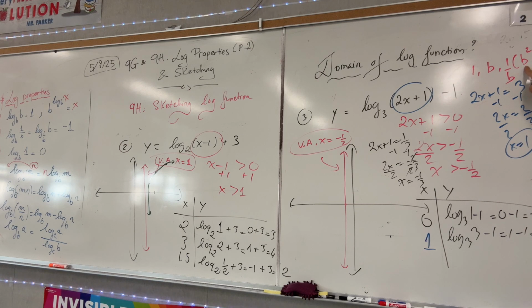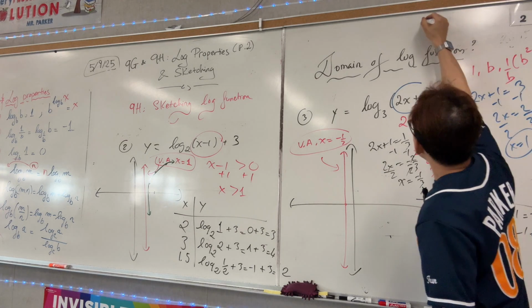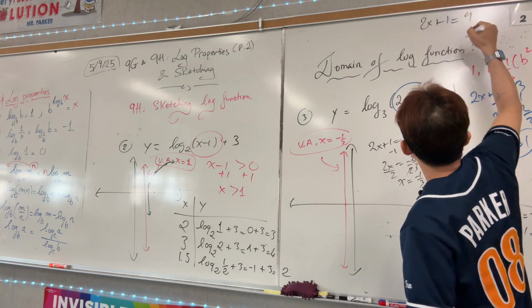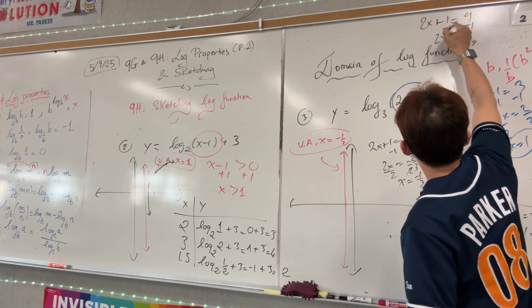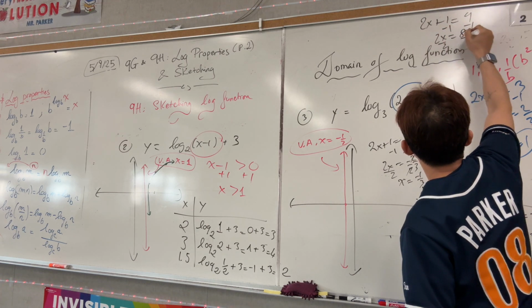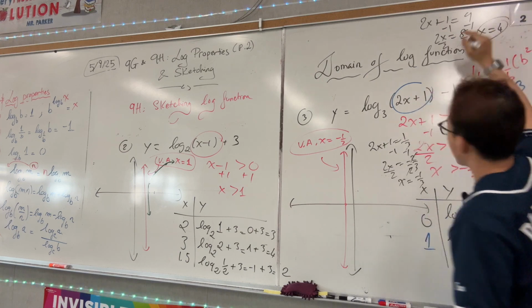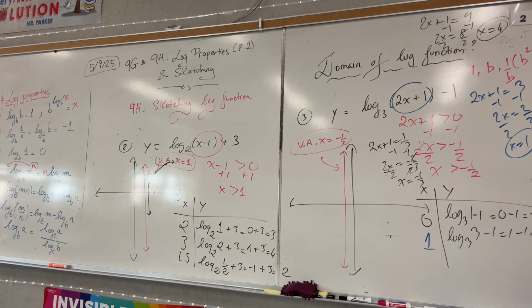Or if you want to make the inside of the log become b squared, that means 9, then you want to solve for it. 2x plus 1 equal to 9. That's what we want. Minus 1, minus 1. 2x equal to 8, divided by 2, divided by 2, x equal to 4. Oh, maybe this one is easier for calculation. You don't need to deal with the fraction. So I'm going to choose this, I'm going to choose 4.